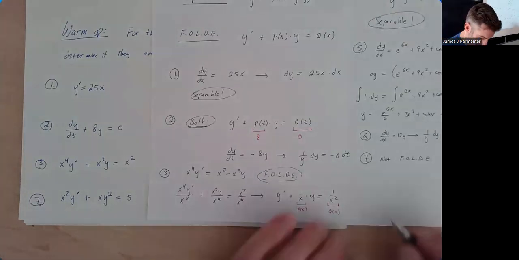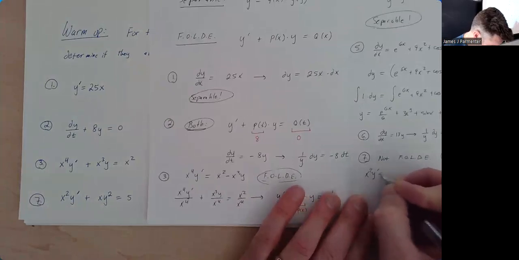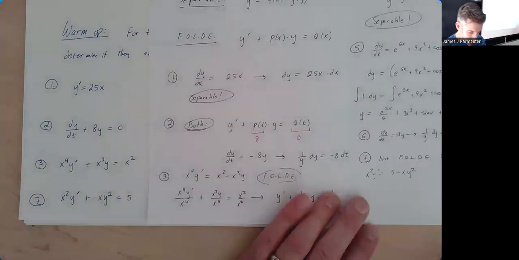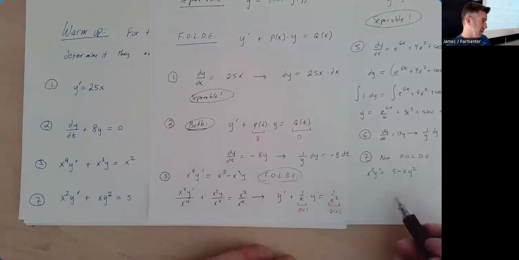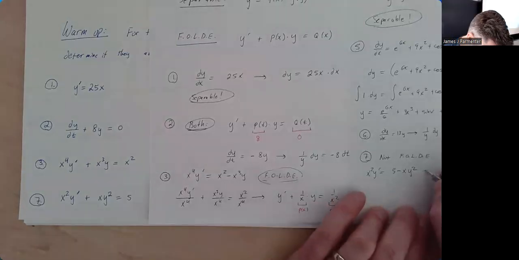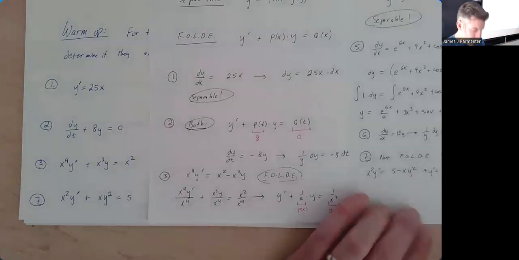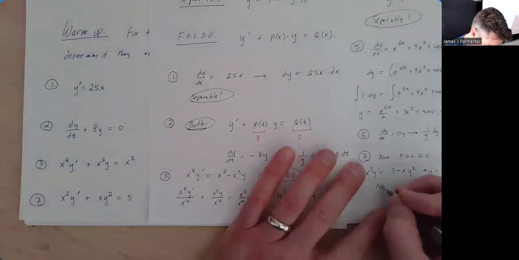If we try to get the y prime by itself, let's check it out. I have x squared times y prime equal to 5 minus xy squared. There's no way to break apart that right-hand side as a function of x times a function of y. I suppose we could even go to y prime equal to 5 divided by x squared minus xy squared over x squared. Right? There's no way to break the y's and x's apart. So this one is definitely neither.